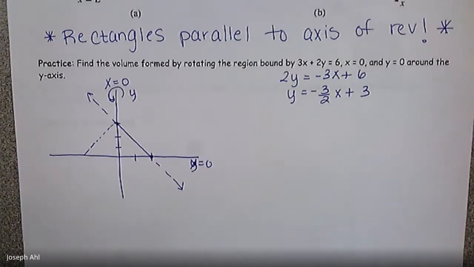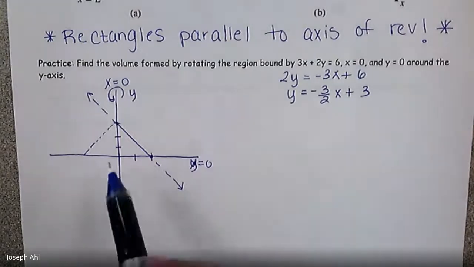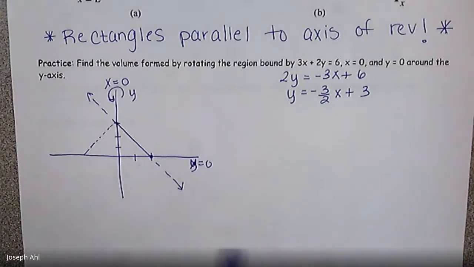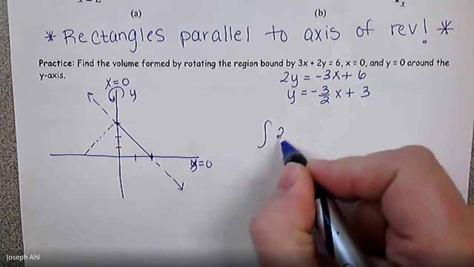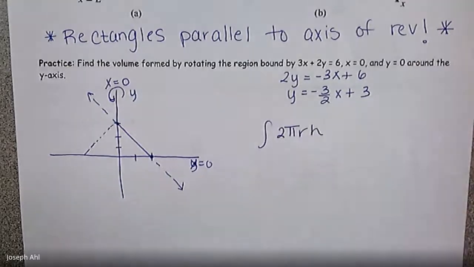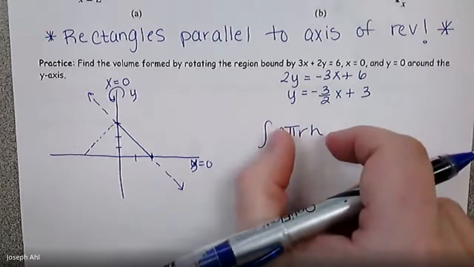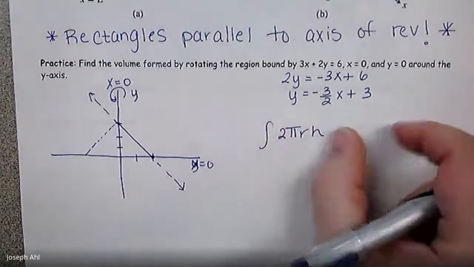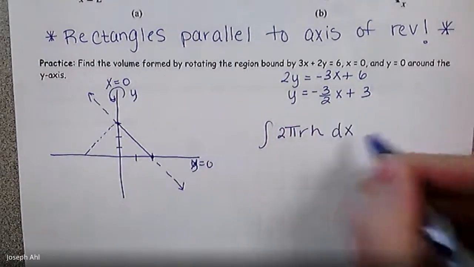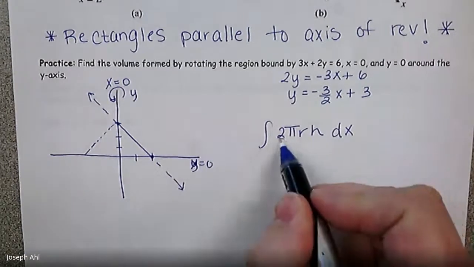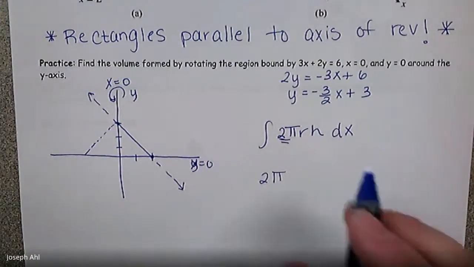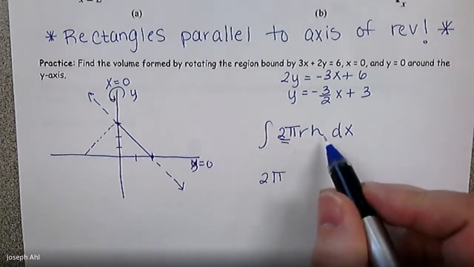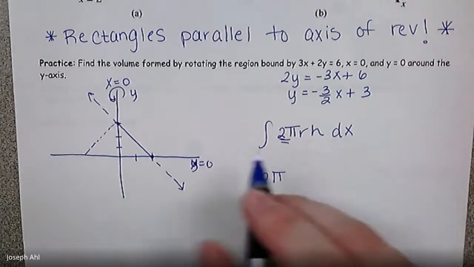But the idea is, although we have other techniques and ways we can find this volume that we've learned prior to shells, I want to see if we can approach this from a shell technique, all right? So what we're integrating is 2 pi r h, which is the surface area of the cylinder, times the thickness. And the thickness is going to be delta x, which is our dx. Now, because the constant here is 2 pi, we can pull out that 2 pi.